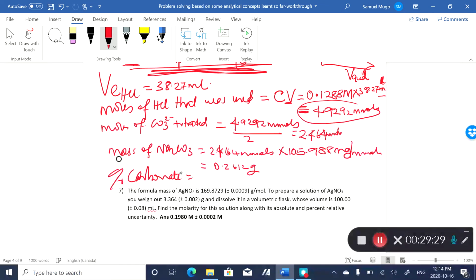And so percent carbonate in the soda ash sample is going to be equal to 0.2612 grams divided by the mass that we started with, which was 0.2638 grams, multiplied by 100. And when you do that, you're going to see it's 99.0% of sodium carbonate is present in that soda ash sample.